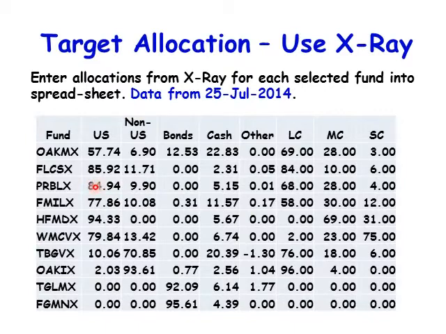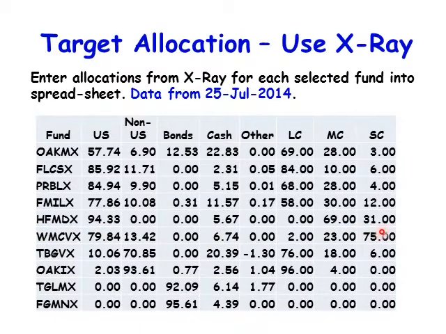This fund, PRBLX, also has a bleed from large cap into mid cap and small cap. This FMILX has a bleed across large cap, mid cap, and small cap. Here is a mid cap fund, HFMDX, and it's a mid cap fund with a bleed into small cap. Here is a small cap fund.